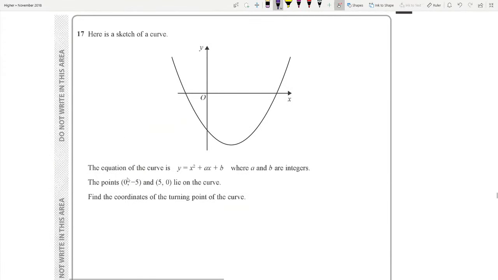Alright, so the equation of the curve is y equals x squared plus ax plus b, where a and b are integers. The points 0, minus 5 and 5, 0 lie on the curve. Find the coordinates of the turning point of the curve. Now the turning point is sometimes called the minimum point. It's basically the lowest point on the curve. So that's your turning point here.